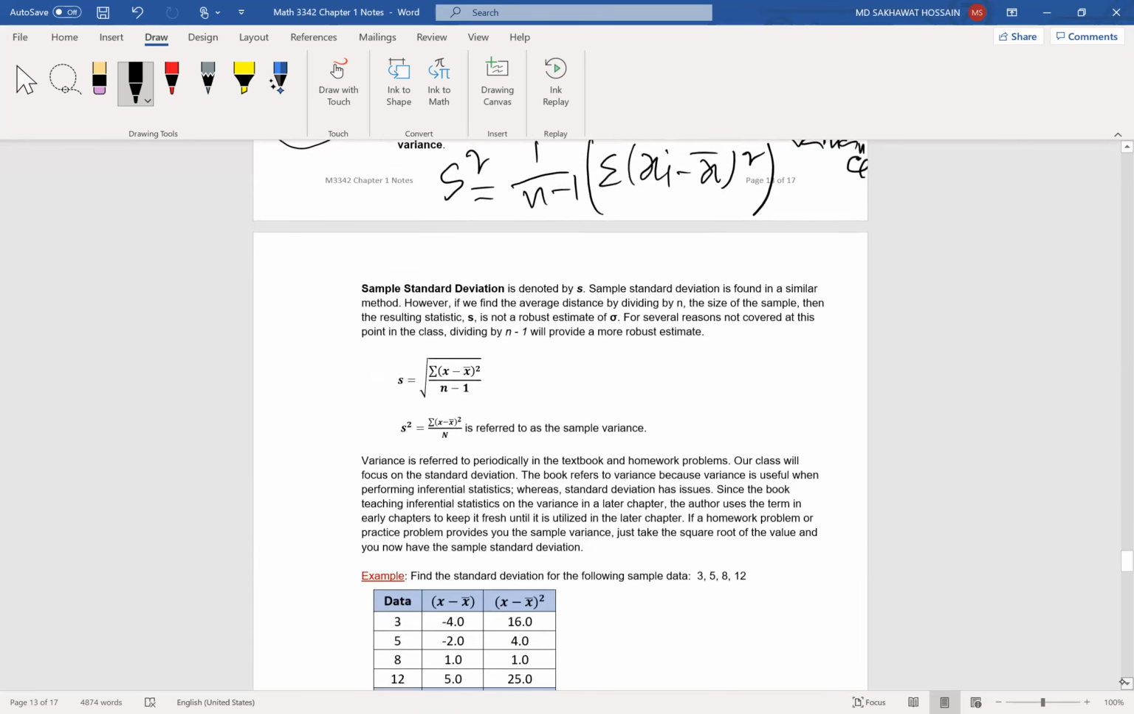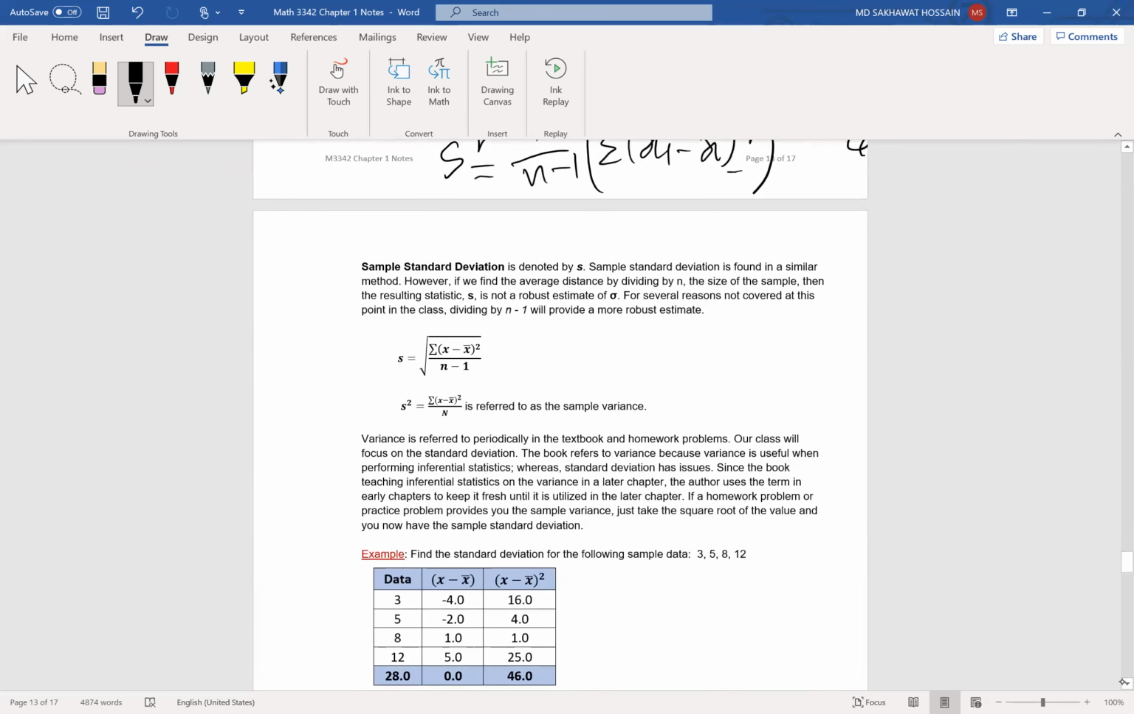Okay, so now we have the sample variance here. So what is the sample standard deviation? Actually, this is not correct. It should be n minus 1. Yeah. So we know the sample variance. If you take the square root of sample variance, then it will be s, and the right side will be the square root of the summation of xi minus x bar squared divided by n minus 1. Here x bar is the sample mean.